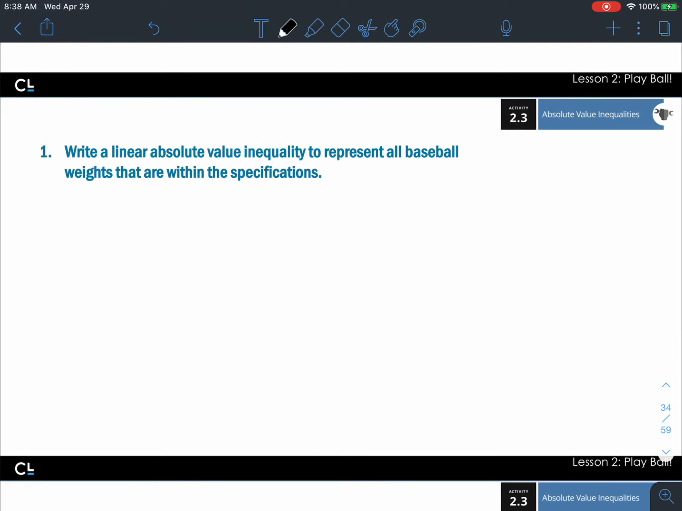Okay. Now, I know we didn't get too much in inequalities last year with you guys, but inequalities use the greater than, equal to, less than, equal to, greater than, or less than signs. So we know that our problem is the absolute value of x minus 145.045 is equal to 3.295. So now, the way we rewrite this is simple.